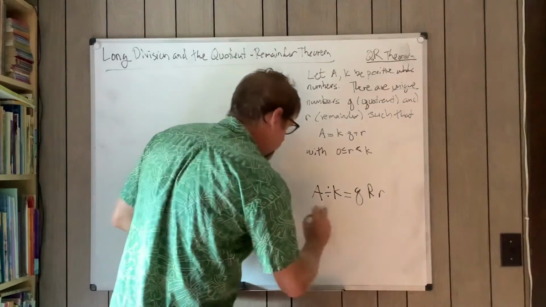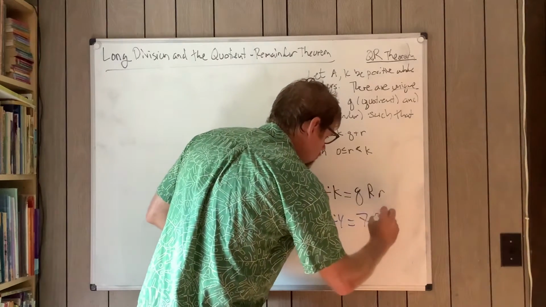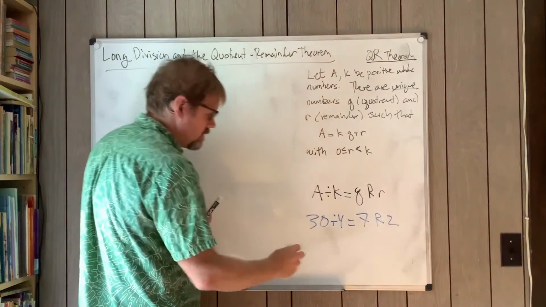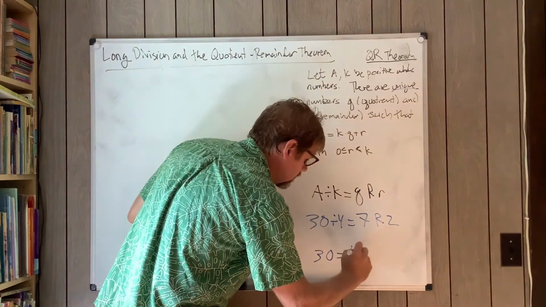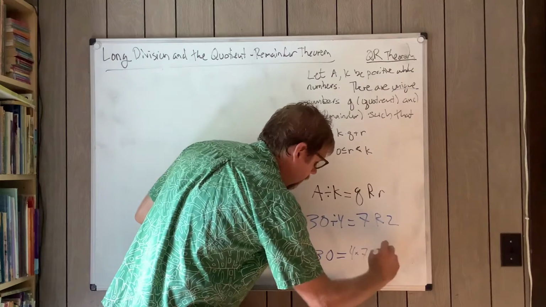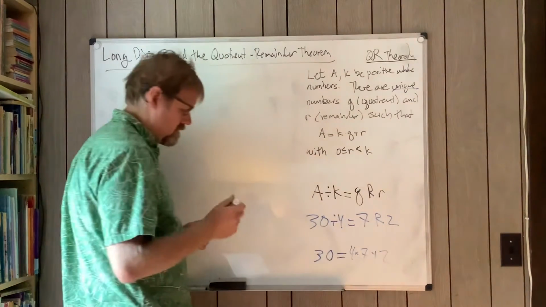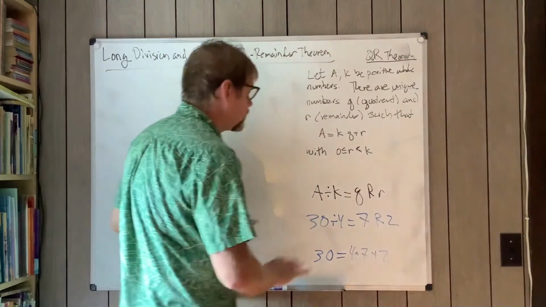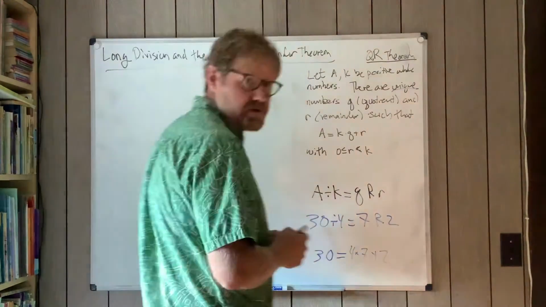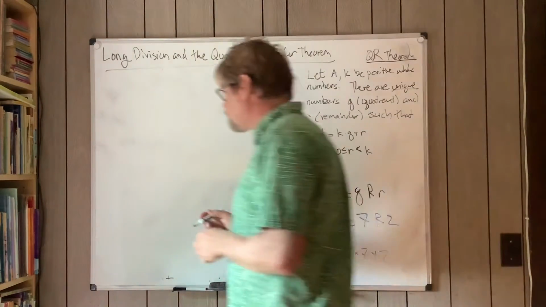So if I'm doing, say, 30 div 4, which is 7 remainder 2, this is just this rearranged. 30 is 4 times 7, which is 28, plus 2, and we've got that. That was just a reminder. Now I want to tie this into long division.